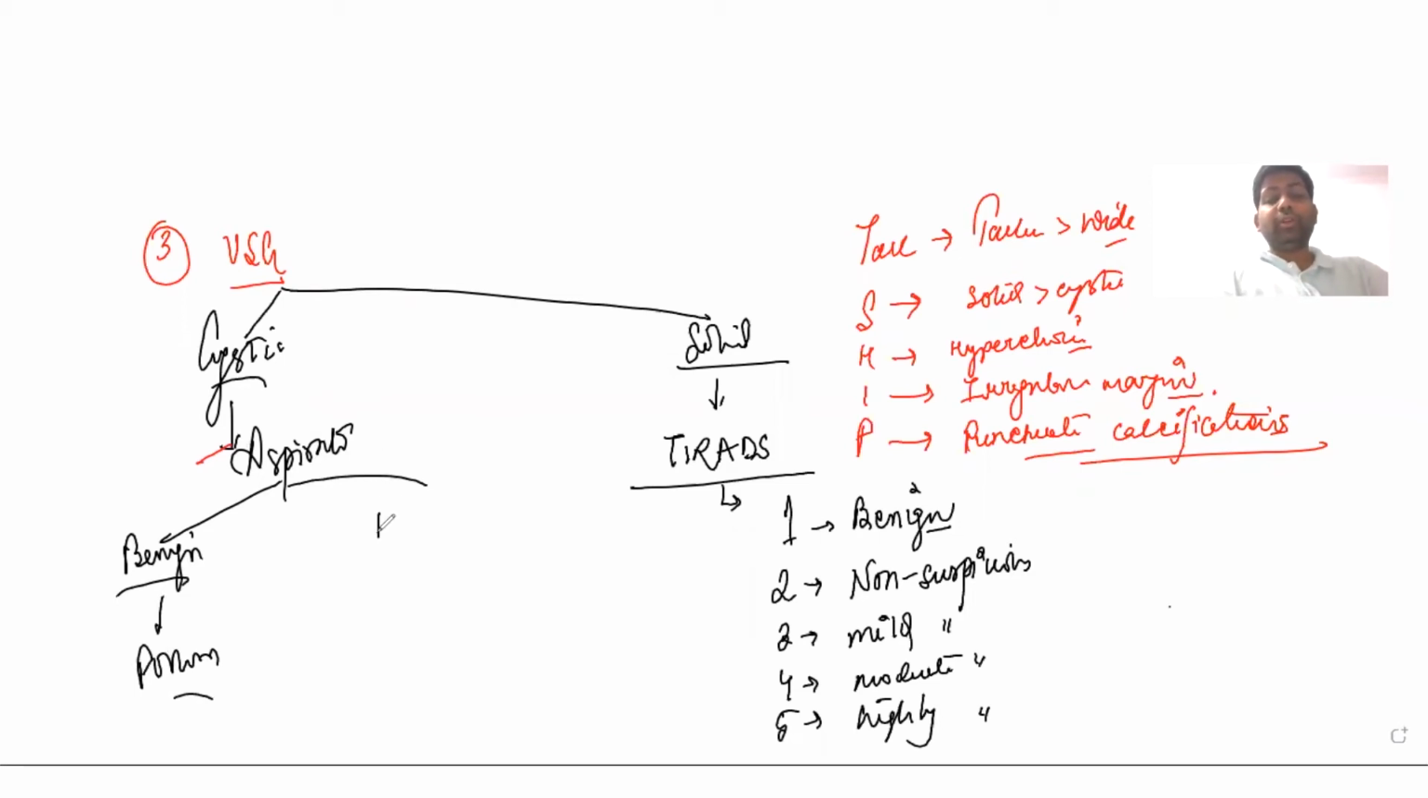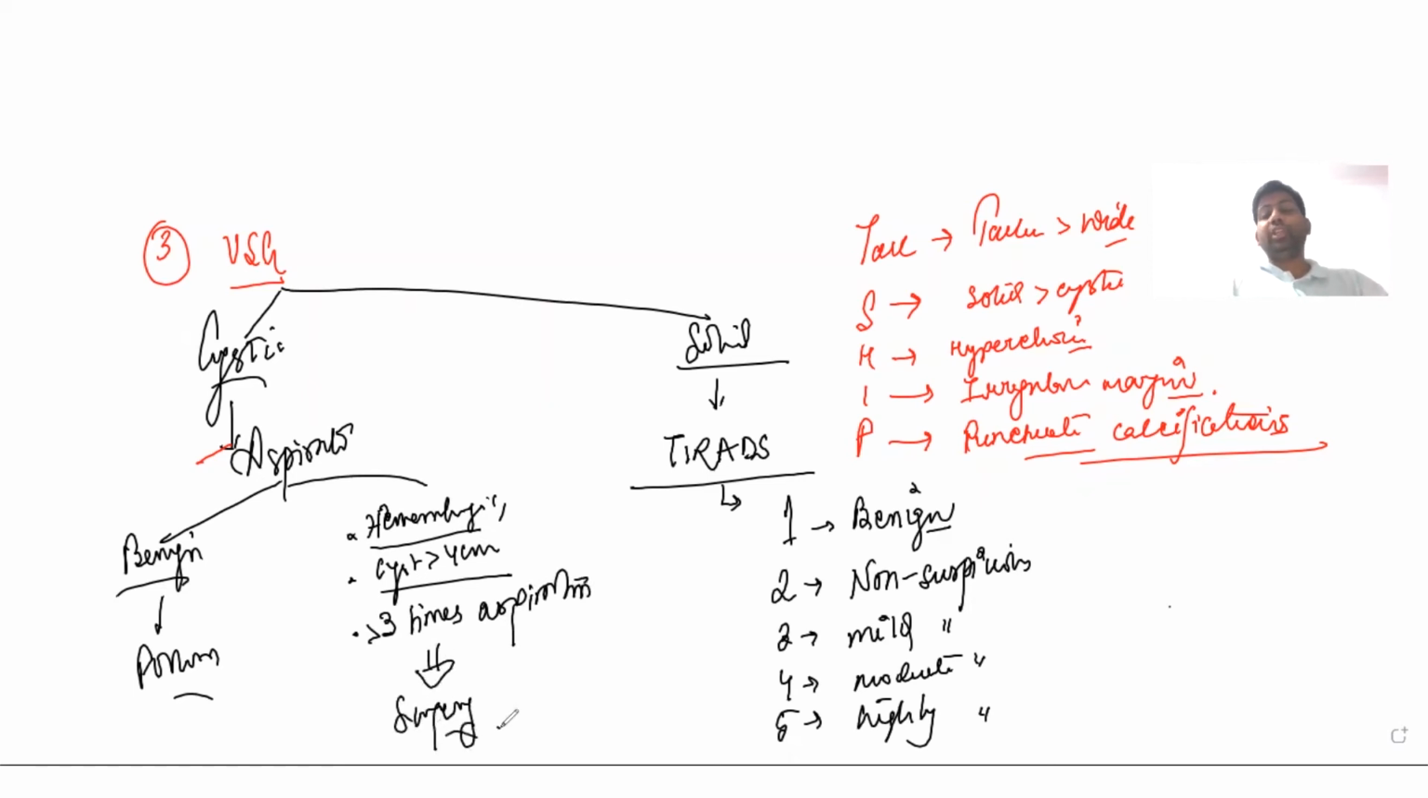Now if the aspirate turns out to be bloody, hemorrhagic or malignant, or if the size of the cyst is more than 4 centimeters, or if the cyst has been aspirated previously 3 times but still persists, all these are indications for surgery. So when do we do surgery? If the aspirate is hemorrhagic, or suggestive of malignant cells, or if the size of the cyst is more than 4 centimeters, or it has been aspirated 3 times and now after the third recurrence, we go for surgery. So this is the basic management for a thyroid cyst.